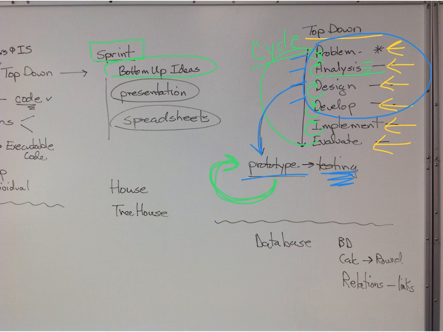Some examples. Let's say, how do you create a presentation? A lot of people do it bottom up. You create some slides, see if you like them, rearrange them, do a little work with them, create some more. So you're really building from the bottom up. You're creating a prototype and then refining it. Spreadsheets are often done that same way.